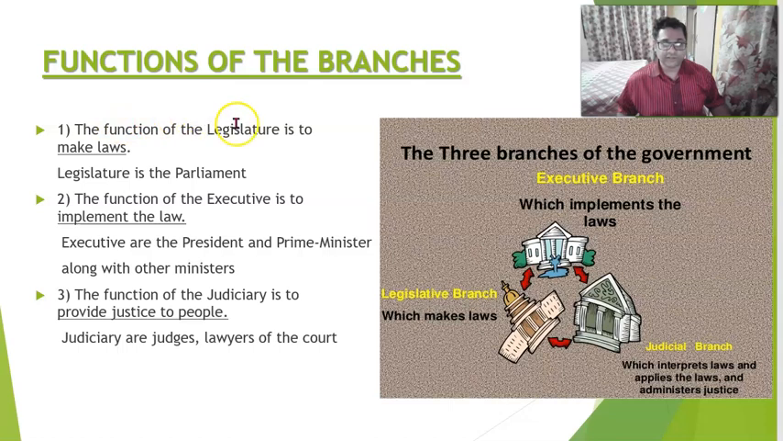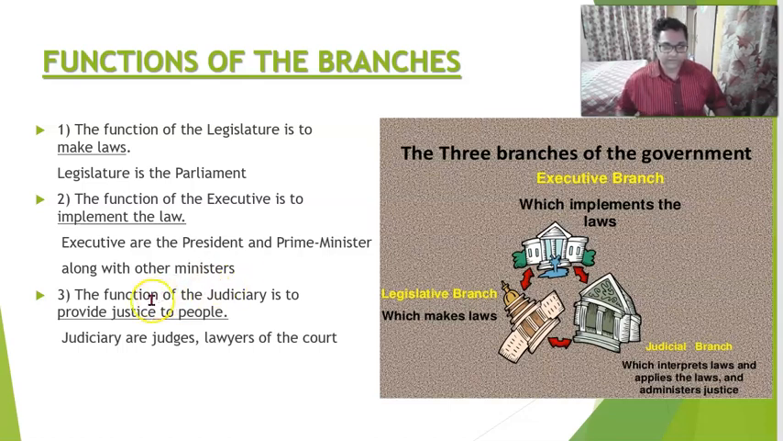The function of the legislature is to make laws. Laws are basically the rules. The legislature is the parliament. Second, the function of the executive is to implement the law. What laws are made by the legislature, the executive has to implement. The executive are the president and the prime minister along with other ministers. They have the work to carry out the work of applying the law in India.